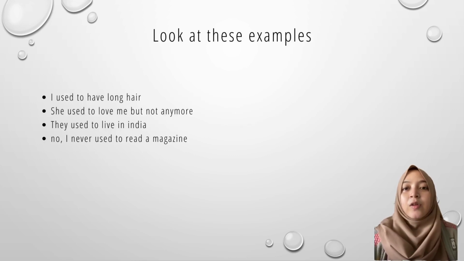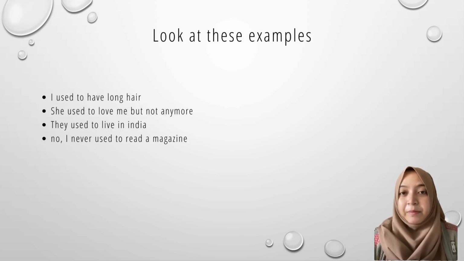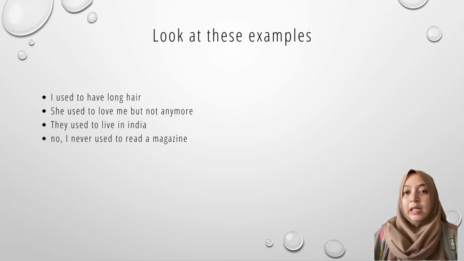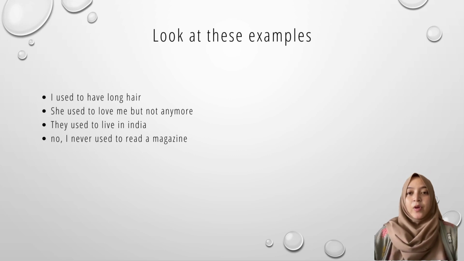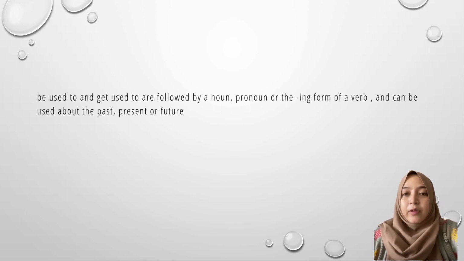Next slide. Look at this example. I used to have long hair. She used to love me but not anymore. They used to live in India. No, I never used to read a magazine. Next slide. Used to and get used to are followed by a noun or the ing form of a verb and can be used in the past, present, or future.